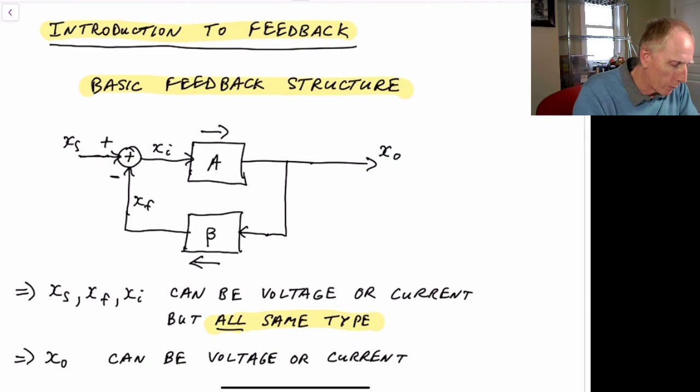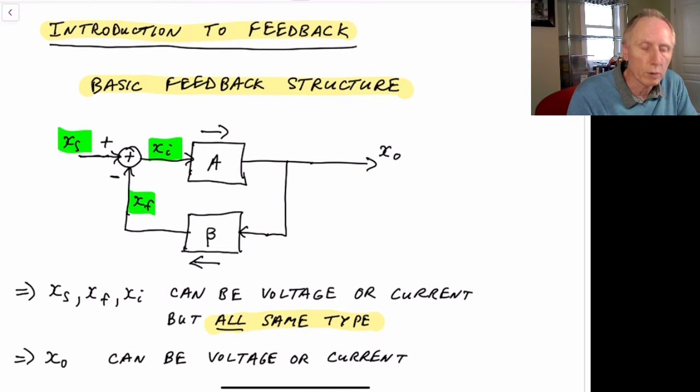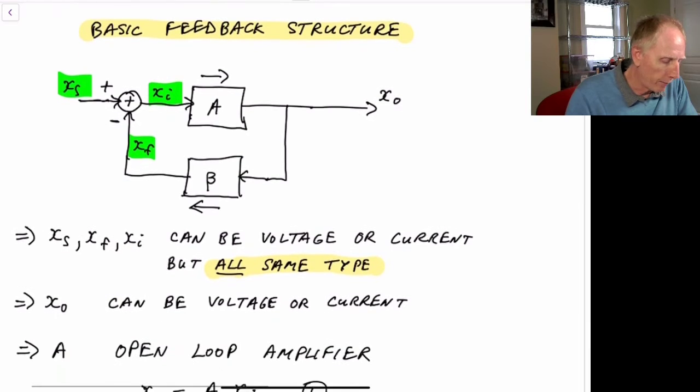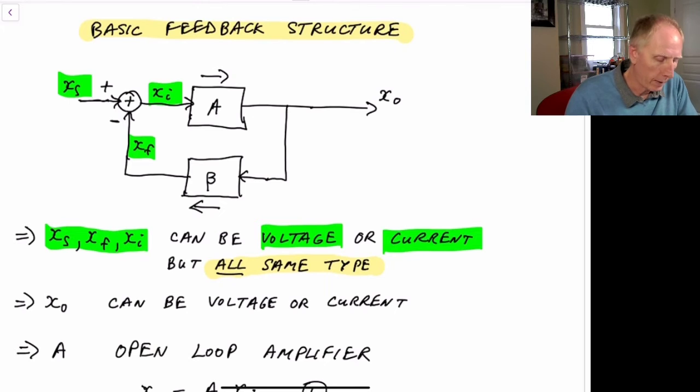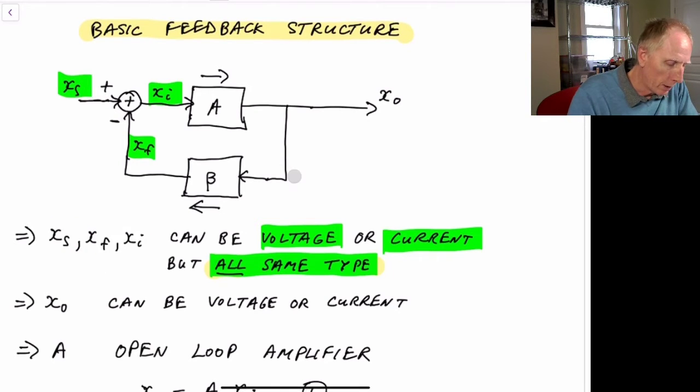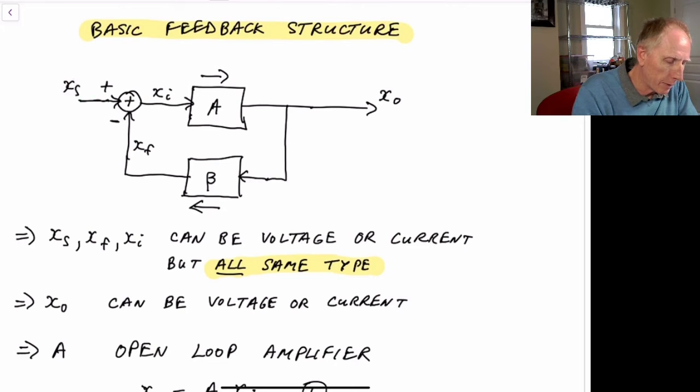Now, the first thing you notice is we actually have X sub S, X sub F, and X sub I, as opposed to voltages or currents. The reason for that is these three signals can either be voltage or current, but they all need to be the same type. So if X sub S is a voltage, then the other two are also voltages. If X sub S is a current, then the other two are also currents. So those three will all have to be the same type.